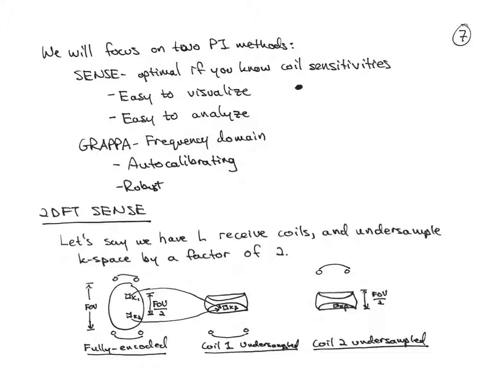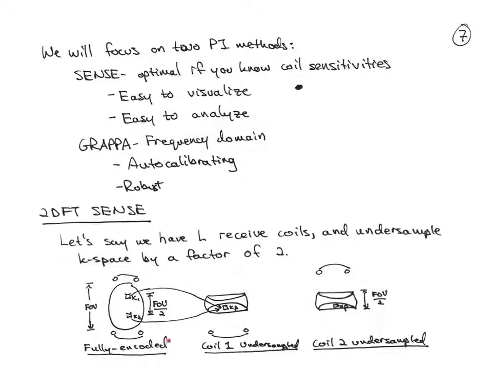Okay, so first let's talk about SENSE, and specifically we'll talk about 2D Fourier transform SENSE, or SENSE applied to 2D FT scans where you're doing rectilinear sampling of k-space. So let's say that we have capital L receive coils, as discussed before, and we undersample k-space by a factor of 2. Here I've illustrated an object, the oval, with a coil up here and a coil down here. And this is the entire field of view that we need to resolve in order to not have the object alias on top of itself.